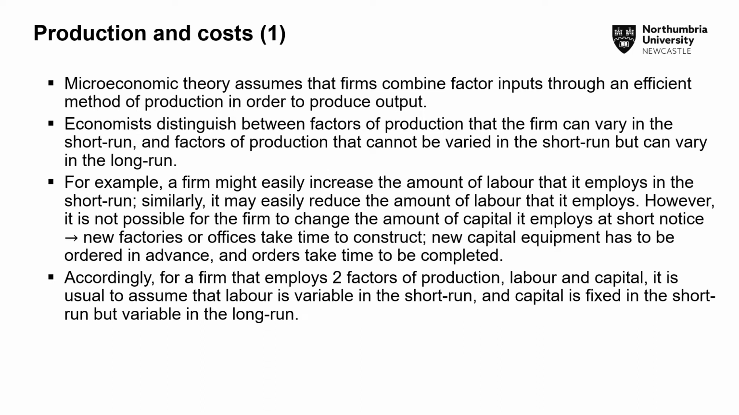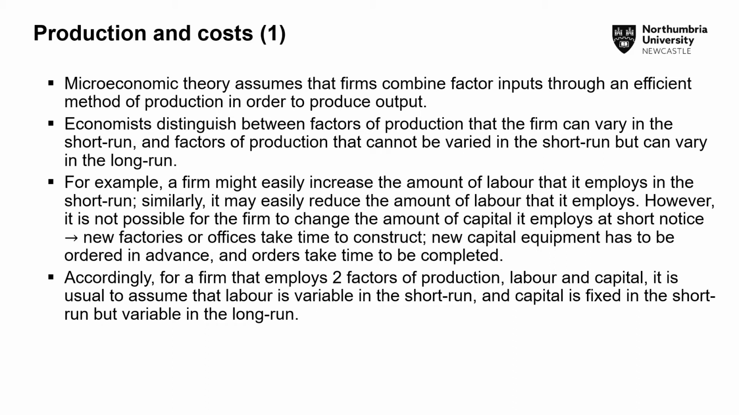First, what we need to do in our discussion of production and costs is distinguish between factors of production that a firm can vary in the short run and factors of production that can be varied only in the long run. In other words, they cannot be varied in the short run. So we assume that there are essentially two inputs, and this is labor and also capital. And we assume that we can change labor in the short run. We can either employ more people or we can dismiss some people. So one of these inputs is changeable in the short run.